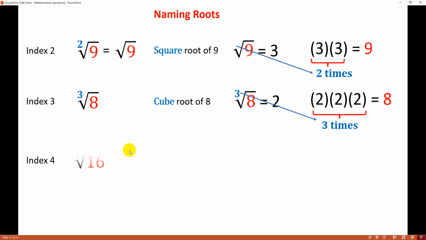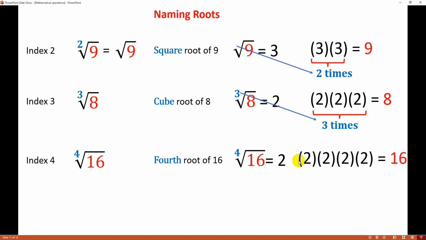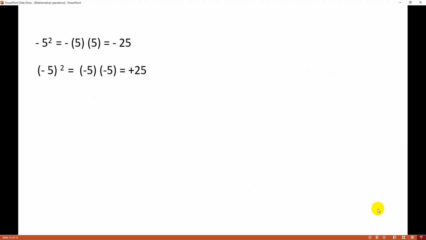Now, when the index is 4, like in this example, we call it fourth root of 16. So we have special names when the index is 2 and when the index is 3. But when the index is 4, we call it fourth root. If the index is 5, we call it fifth root. 6, sixth root, and so forth. Okay? So fourth root of 16 would be 2, because a number that multiplies 4 times by itself gives you 16. Remember, the index tells you how many times you need to multiply that number by itself, and the radicand is the result you're supposed to get.